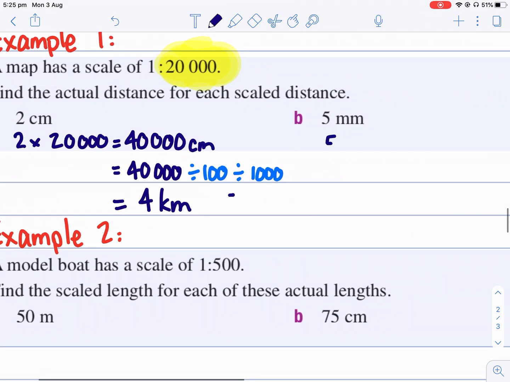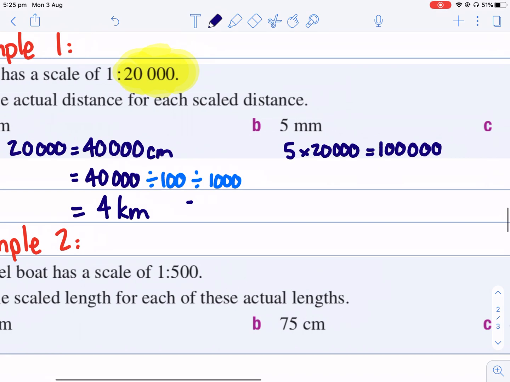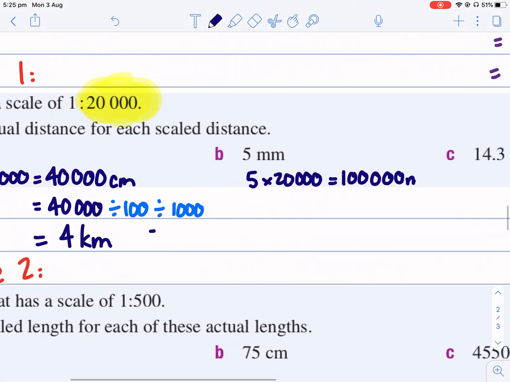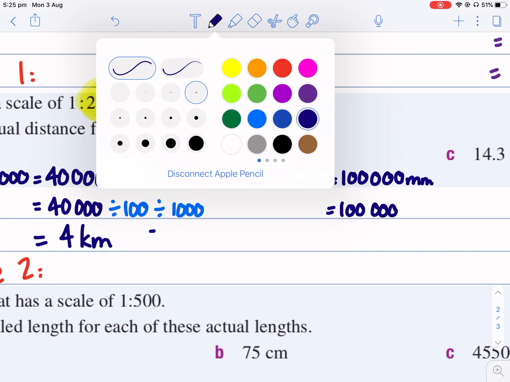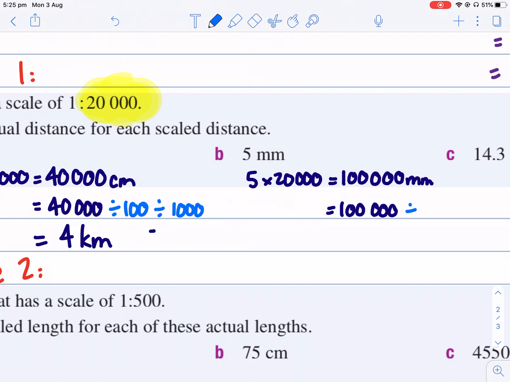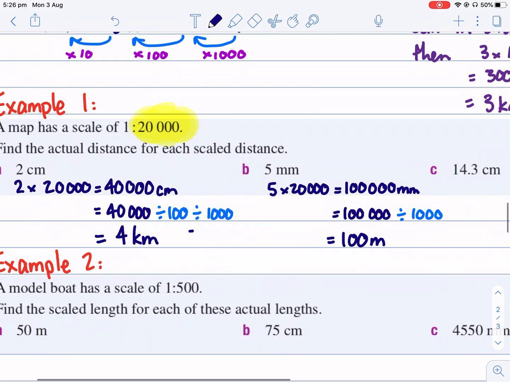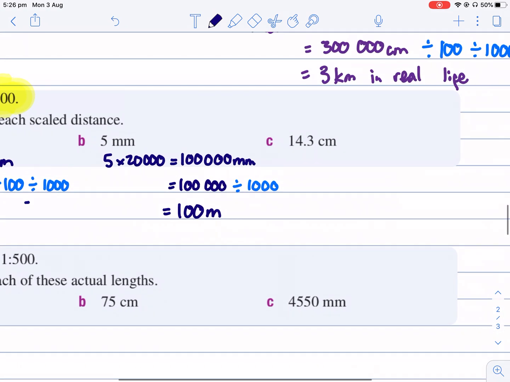5 millimeters, well, I've got 5 times 20,000 equals 100,000 millimeters. So I've got my 100,000. And if I want to turn that into like meters, how many millimeters in a meter? 1,000. So that's 100 meters. So if it's 5 mil on the map, it's 100 meters in real life. If it's 2 centimeters on the map, it's 4Ks in real life.